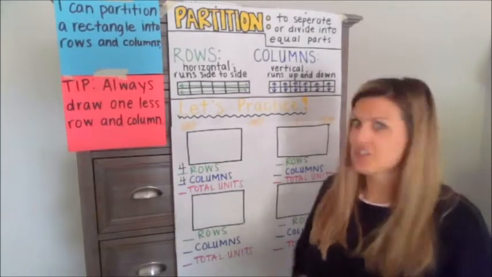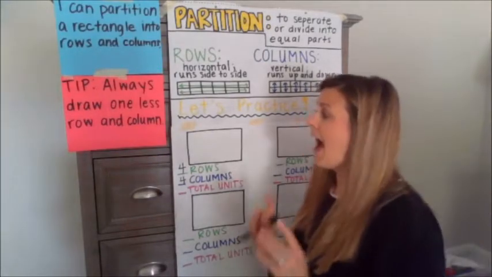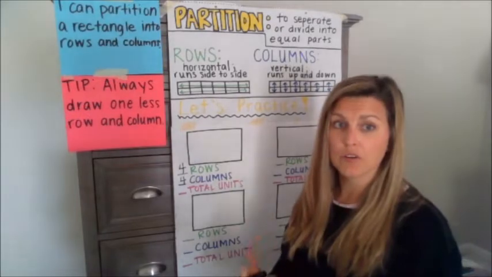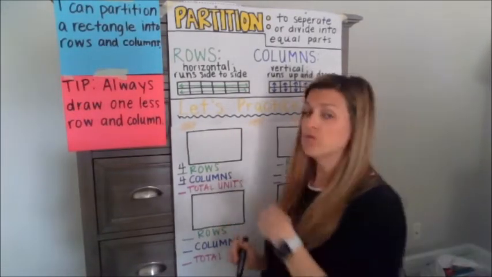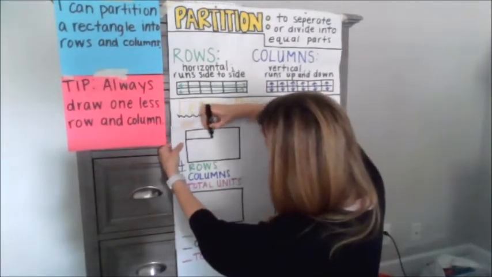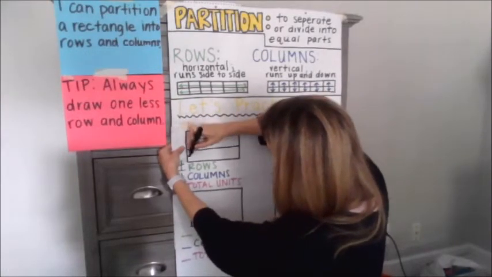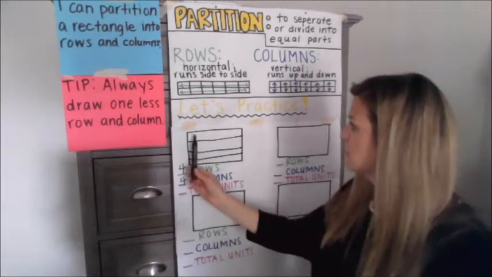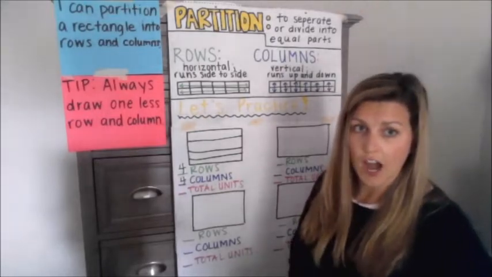Okay, let's check your answers. In order to draw my 4 rows, how many lines are you going to draw? If you need 4 rows, you are going to draw 3 lines. So let's go ahead and draw our 3 lines: 1, 2, 3. Now let's check to make sure we have our 4 rows. 1, 2, 3, 4. Good job.